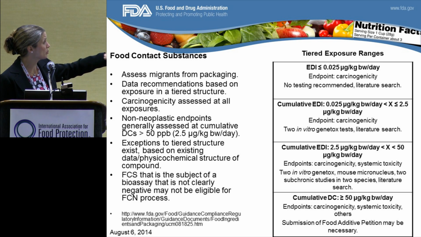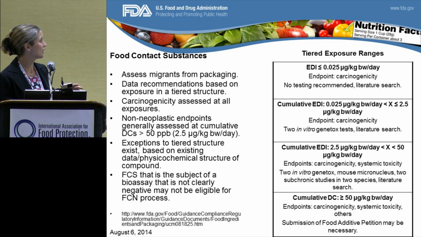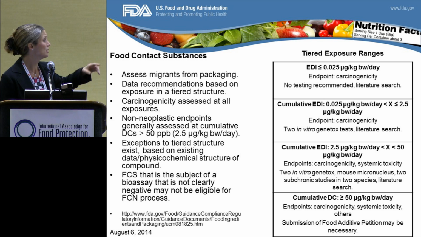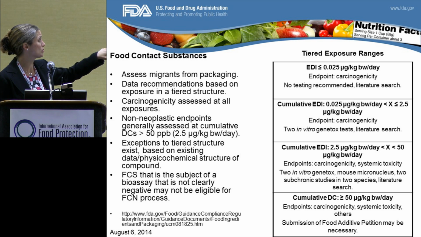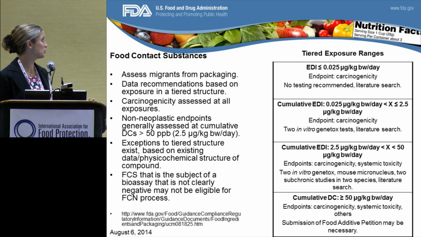Then above TOR, we start talking about cumulative EDI, because a lot of these compounds have exposure from multiple uses, multiple different FCSs, so it only makes sense to start looking at how much you're getting, not just from the proposed use of that particular FCS, but from everything. So if you've got an exposure that's between TOR and 50 parts per billion, we start asking for gene tox, which is, again, hazard ID for carcinogenicity. And then once you get above 2.5 micrograms per kg per day, we start asking for systemic toxicity.